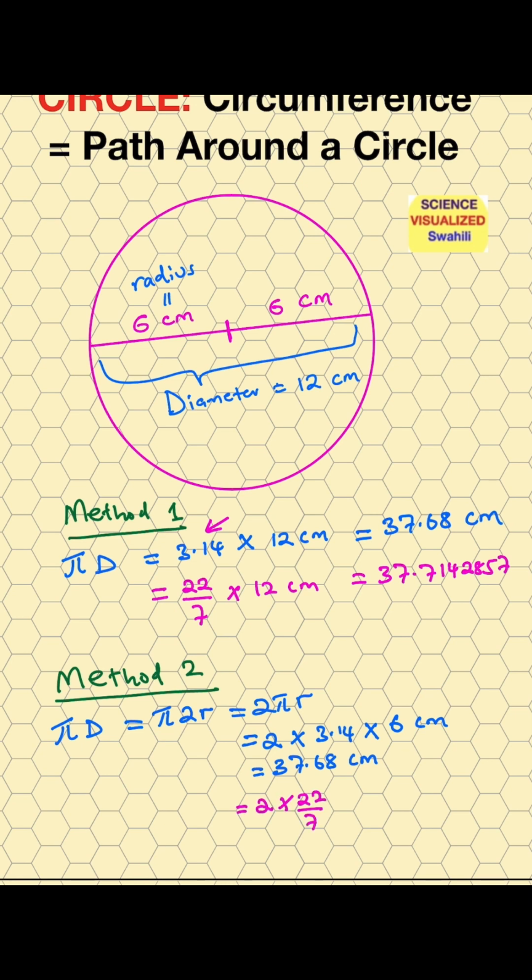Just like we did before, you can say 2 pi r, and instead of pi you use 22 over 7, times the radius, which is 6 centimeters. And that gives you the same answer like what we saw there, 37.714287.